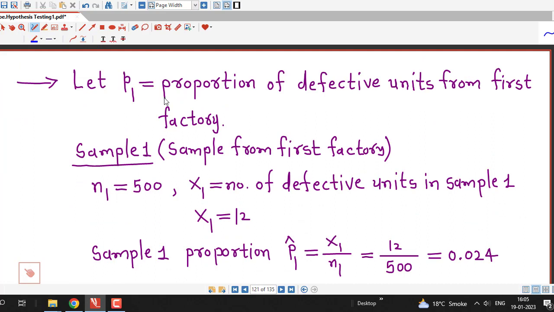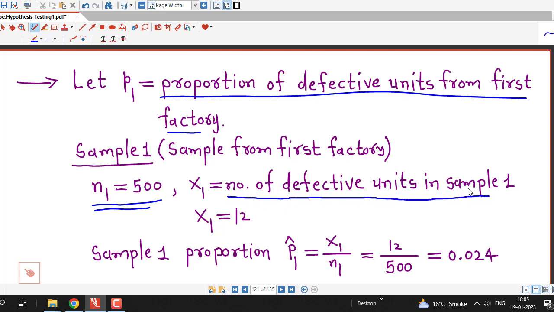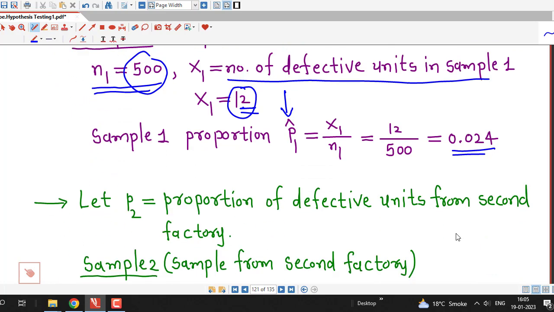We use small p1 for the proportion of defective units from the first factory, and we are considering a sample of size 500 from the first factory, and we find that the number of defective units in this sample is 12. Therefore the sample proportion for the first sample, denoted by capital P1 hat, is given by capital X1 over N1, that is 12 divided by 500, and it is 0.024.